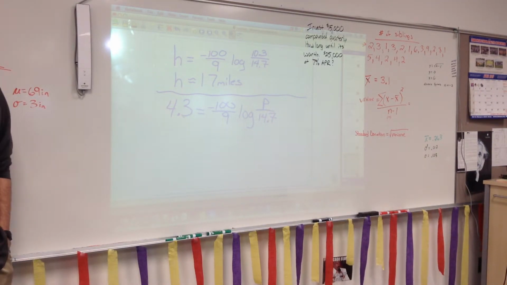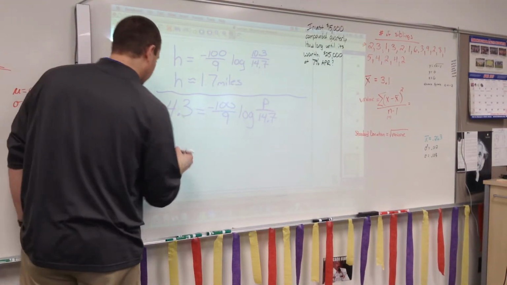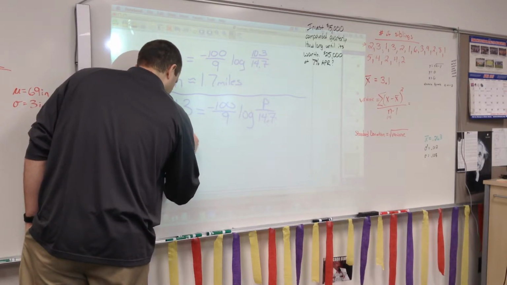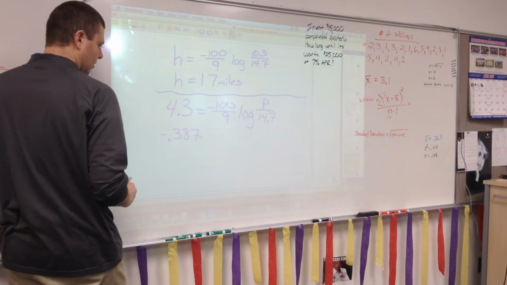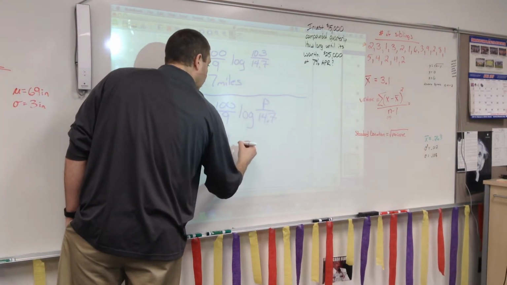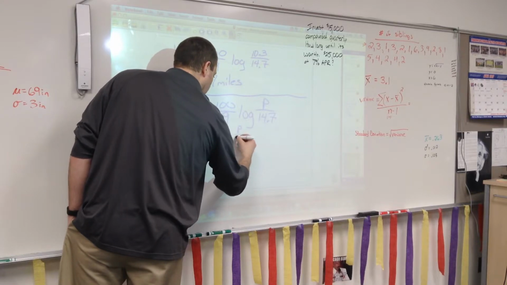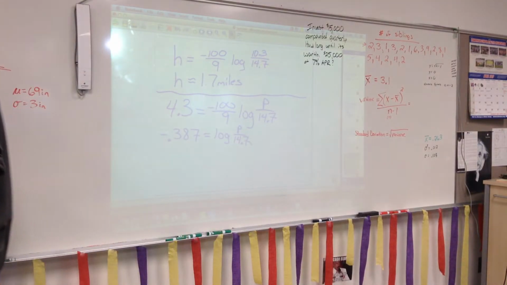A little bit of help on that. Negative 0.387. Negative point 387, okay? That's right on the money? You didn't round that? No. Okay, so negative 0.387 equals the common logarithm of P over 14.7. Okay, then what do we do?